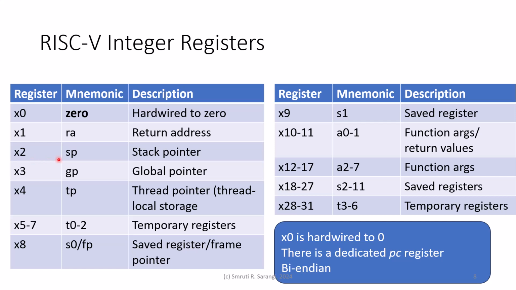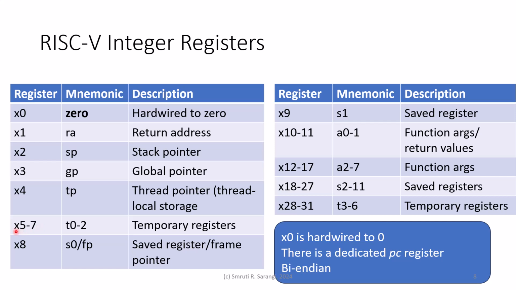X2 is the stack pointer. We have seen that. X3 is the global pointer. This is like the stack pointer at the top of the stack, and this is like the bottom of the activation window. Then we can have a thread pointer, which actually points to a local storage area of a thread. So if I consider a thread, it will have some area where it stores its private variables, that is TP.